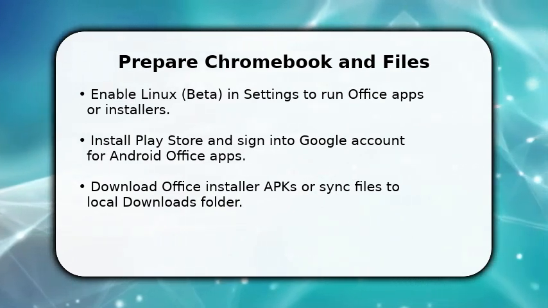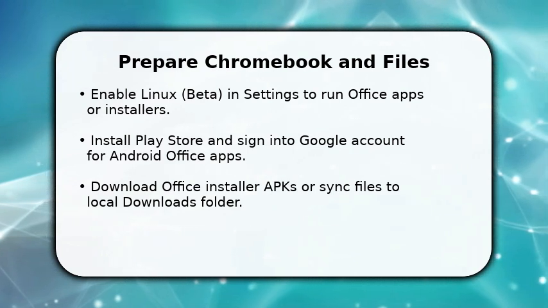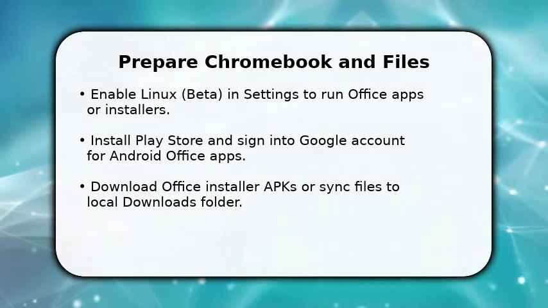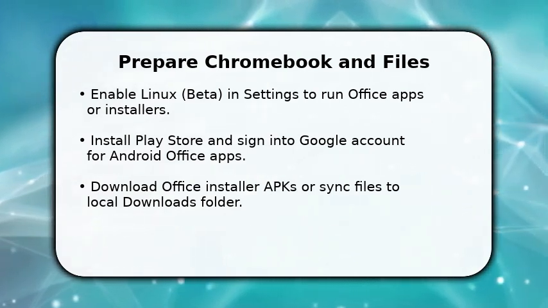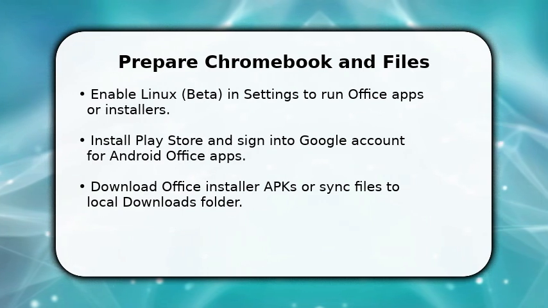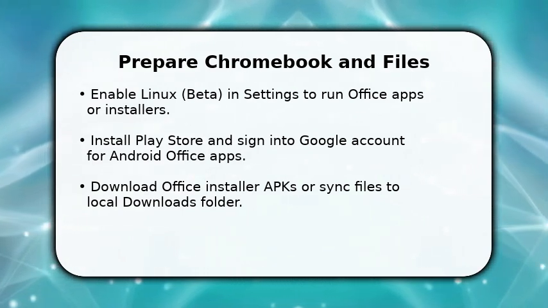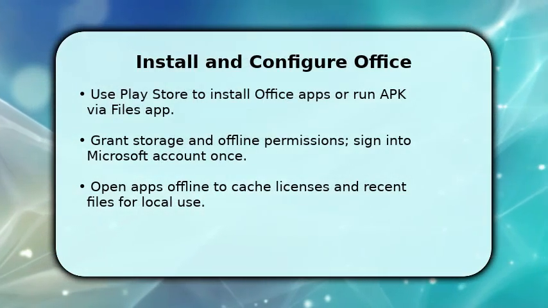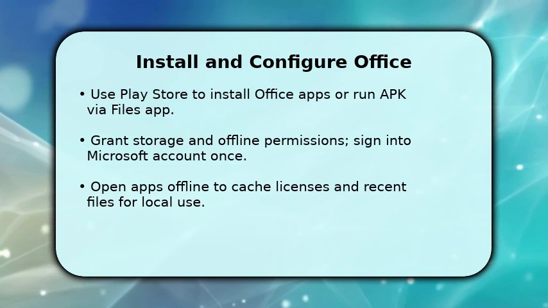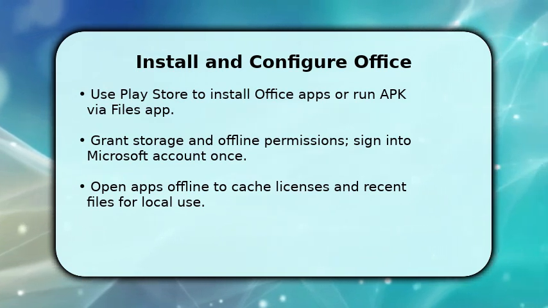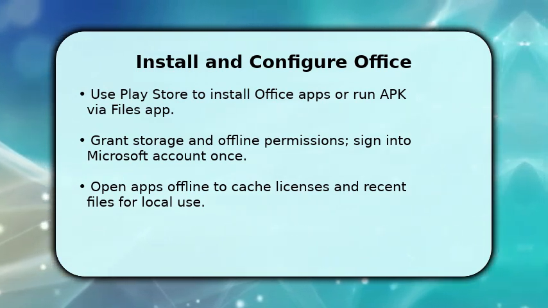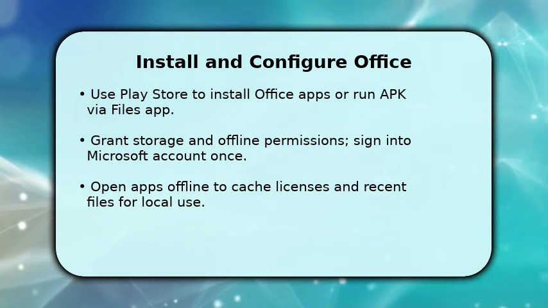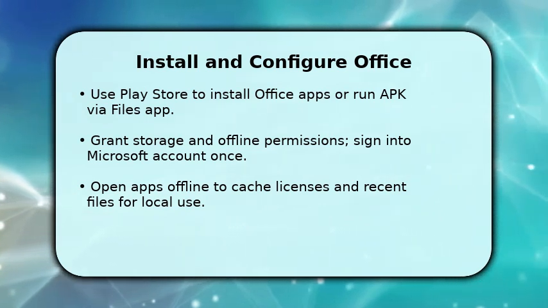Then download or copy your Office APKs or export cloud documents to the local downloads folder. This ensures you have installers and files available without internet access. Once done, install Office. Prefer the Play Store for Android apps, or use the Files app to open and install a downloaded APK. If using Linux, install the desktop Office-compatible suite or use Wine/Crossover.